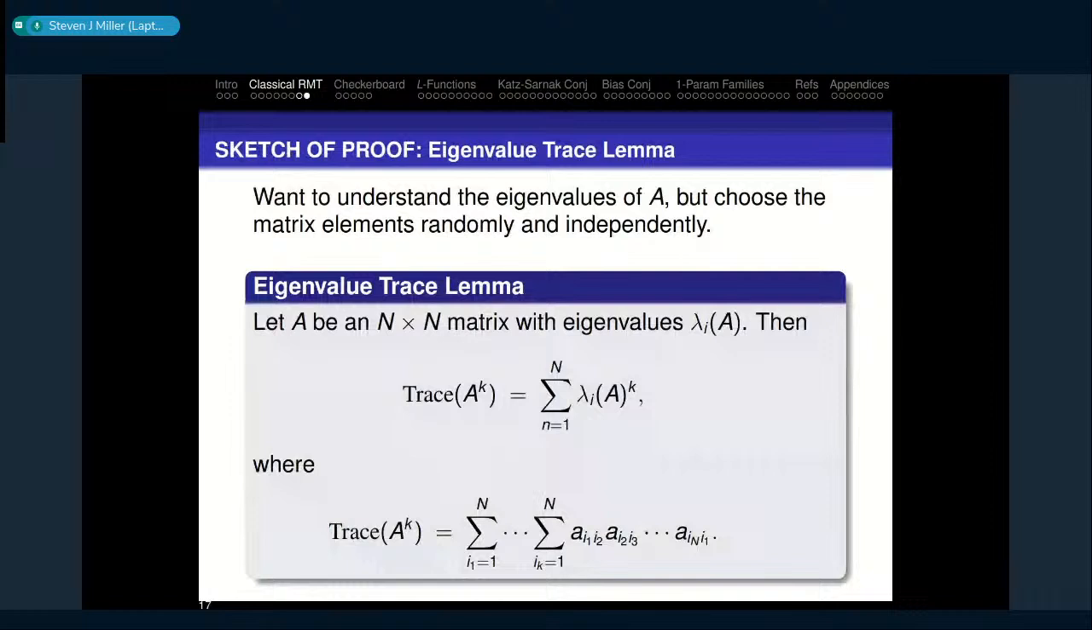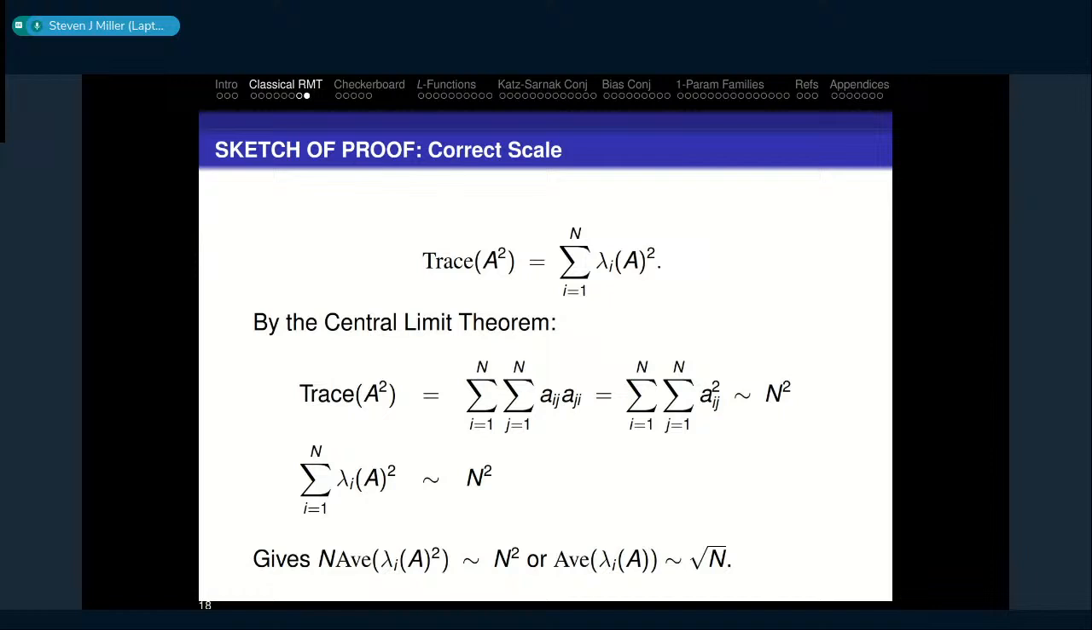The key, as I said, was the eigenvalue trace lemma. And then you expand things out, and then you have to do some integrals, and then some interesting combinatorics arise. So I'm not going to go through the combinatorics now. I will just quickly remark that if you look at the trace of A squared, that's going to be the sum of the eigenvalues squared. It's going to be Aij, Aji, so it's the sum of Aij squared.